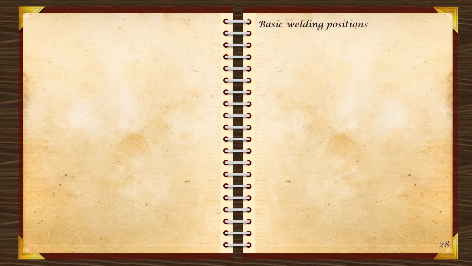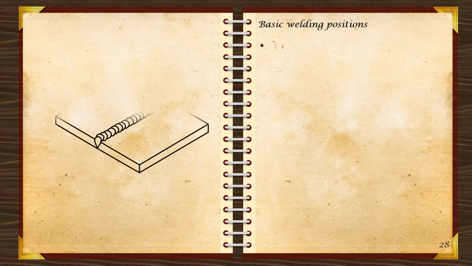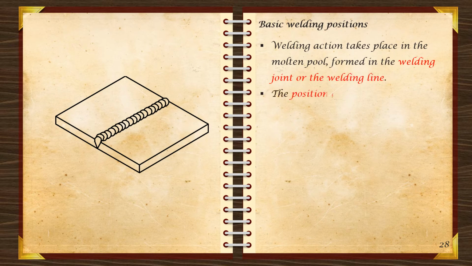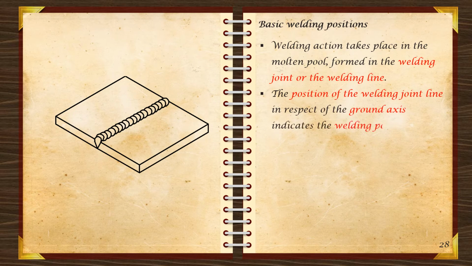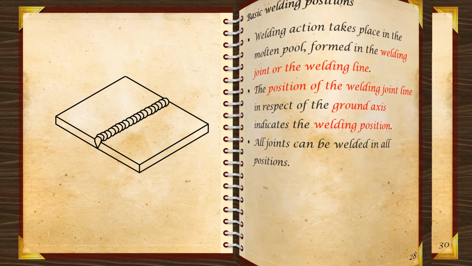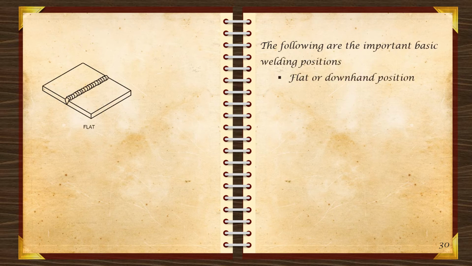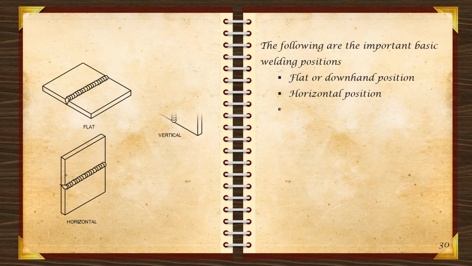Let's see about basic welding positions. Welding action takes place in the molten pool, formed in the welding joint or the welding line. The position of the welding joint line, in respect of the ground axis, indicates the welding position. All joints can be welded in all positions. The following are the important basic welding positions: flat or downhand position, horizontal position, vertical position, overhead position.